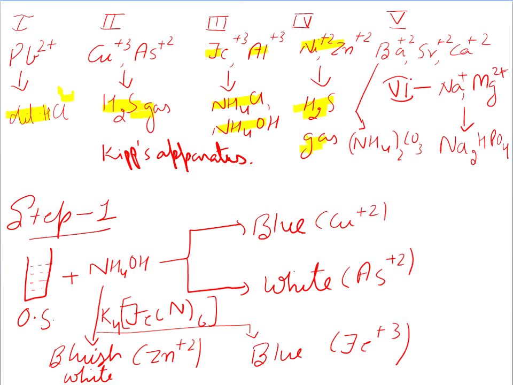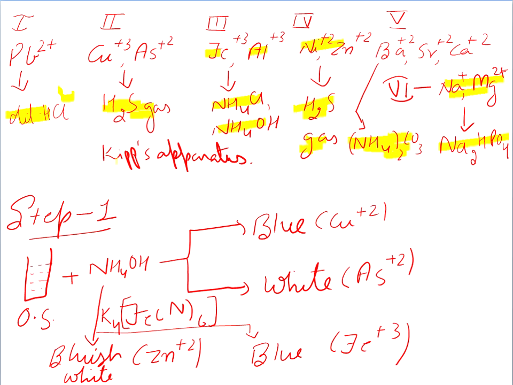Next, moving towards fifth group, it contains barium, strontium and calcium. So it has the group reagent ammonium carbonate. Ammonium carbonate will be the group reagent. And sixth group reagent is disodium hydrogen phosphate, in which sodium and magnesium are coming. In zero group, the ammonium salt is there, and the group reagent is NaOH.